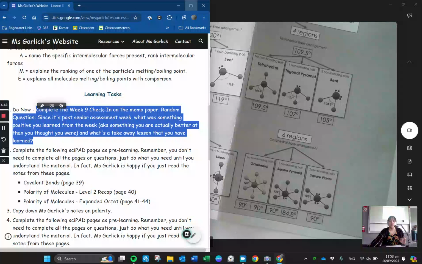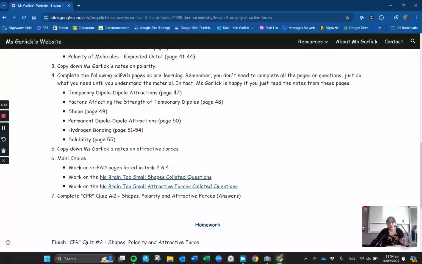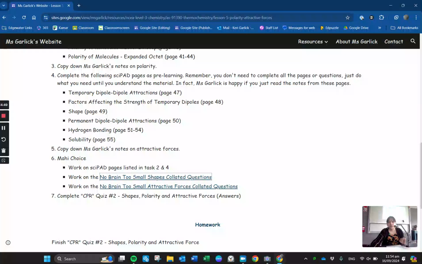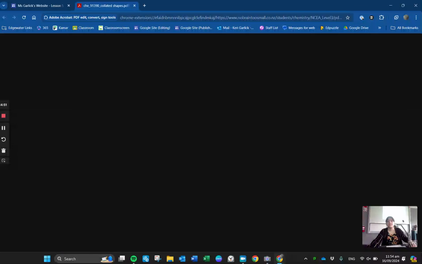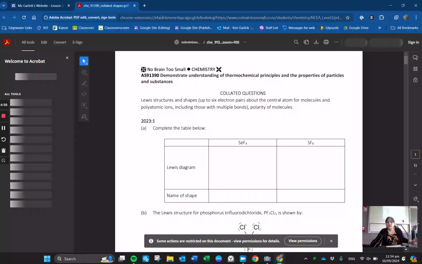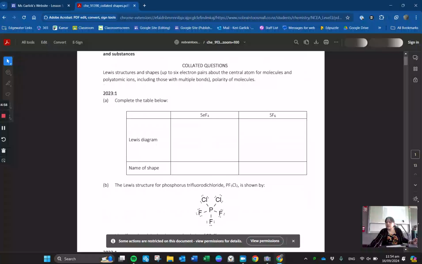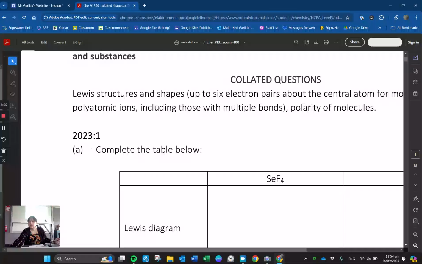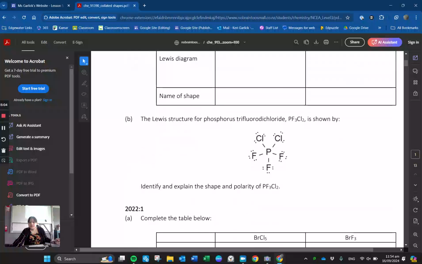I want it off my No Brain Too Small. That's shapes. Oh, the shapes and polarity. Sorry, I should have said that's shapes and polarity. Make this bigger. Whoops. All right. So here's the first molecule that they've already given you.